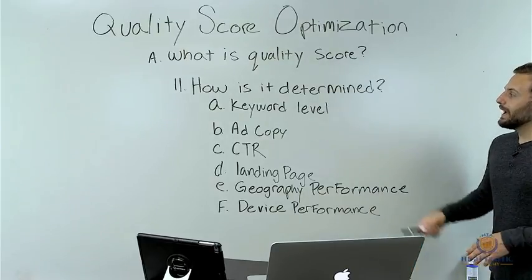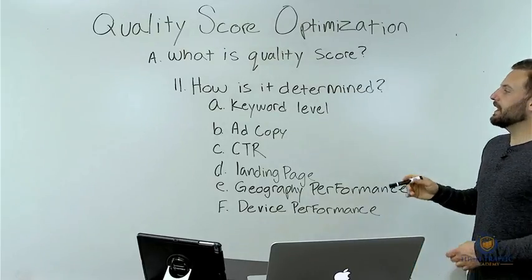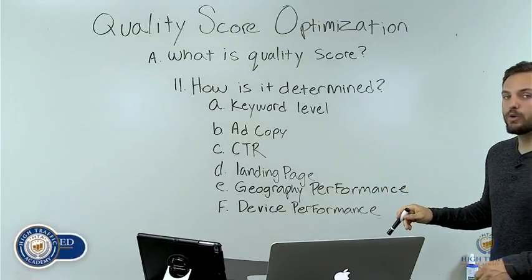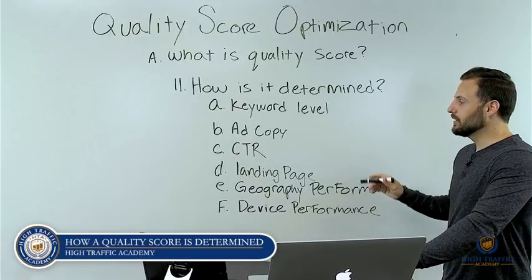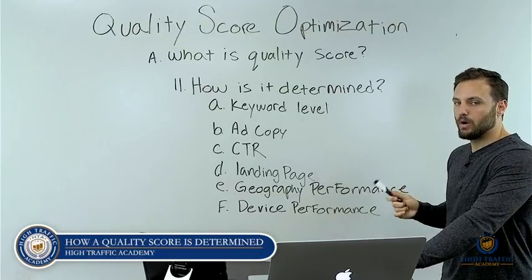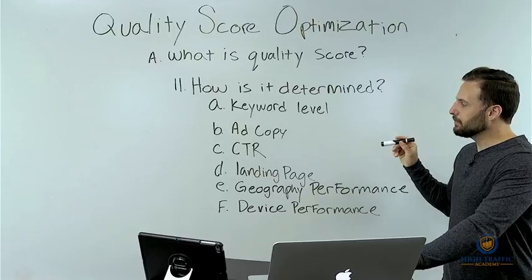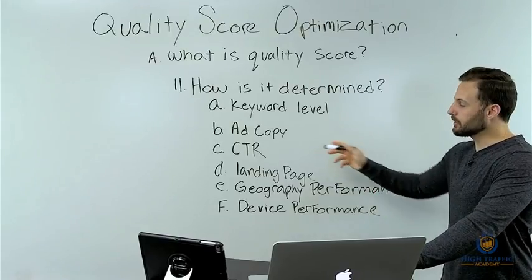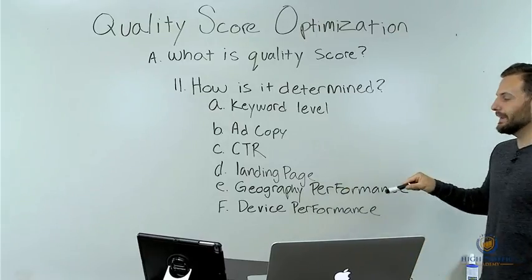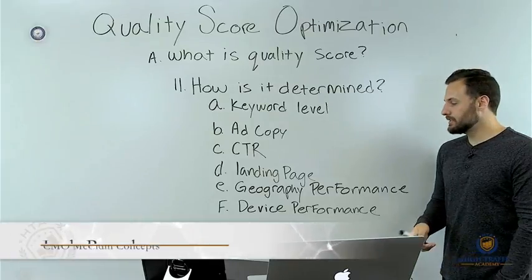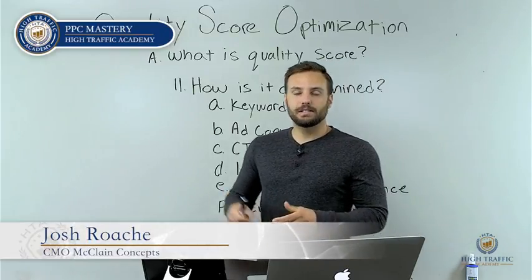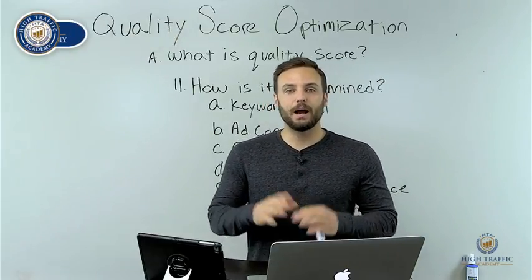So just to recap, your quality score is determined by 6 factors primarily. There may be some other factors, but these are the top 6 factors, especially listed on Google's actual service page. So you have your keyword, it's assigned at the keyword level, so every keyword is assigned a quality score. It's assessed by determining how relevant your ad copy is, what your click-through rate is, your landing page experience once users actually click on your ad and hit your site, your geography performance, and your device performance. Stay tuned. In section B of this course, we're going to go over how to optimize your quality scores.